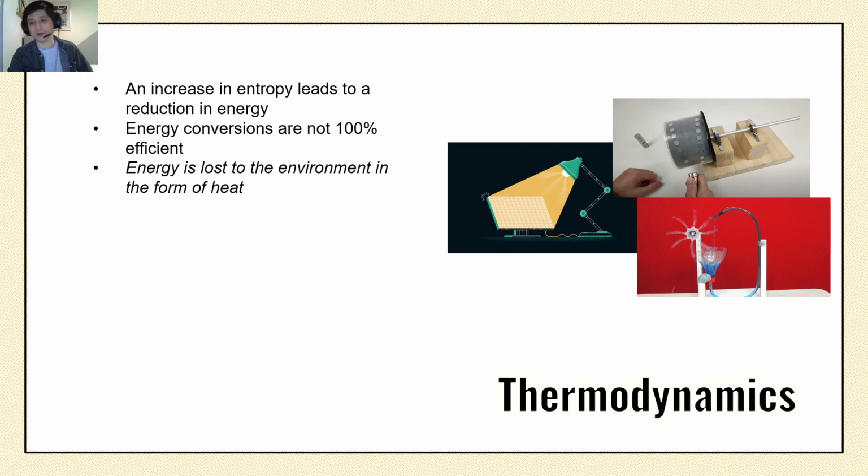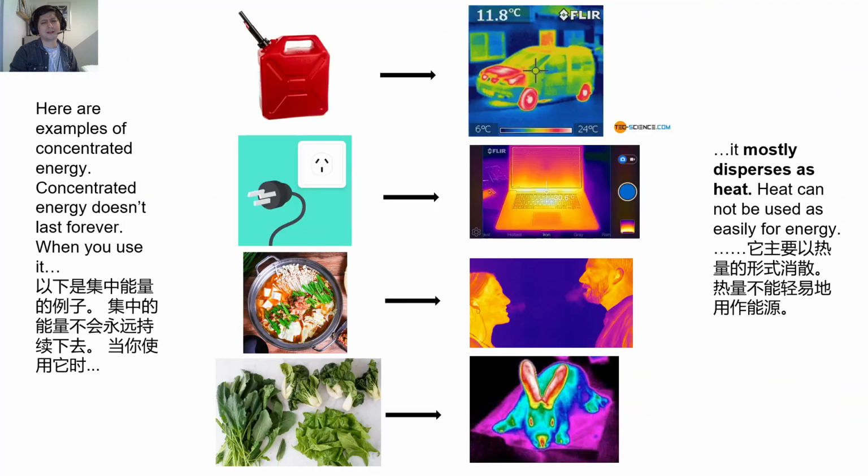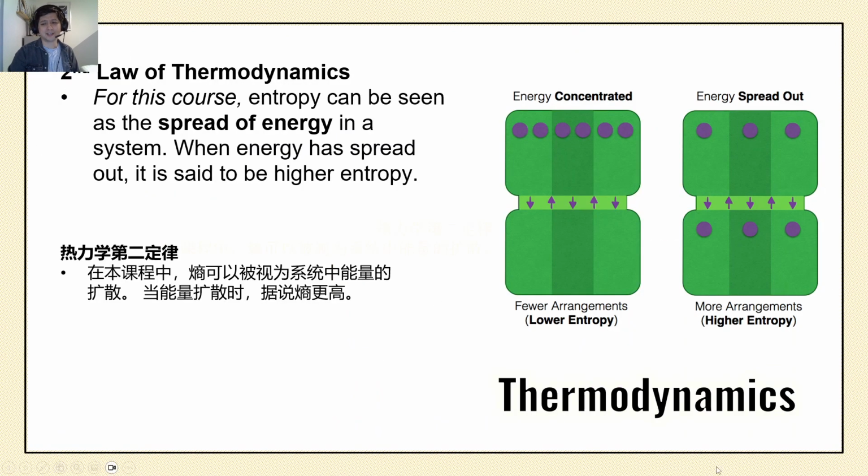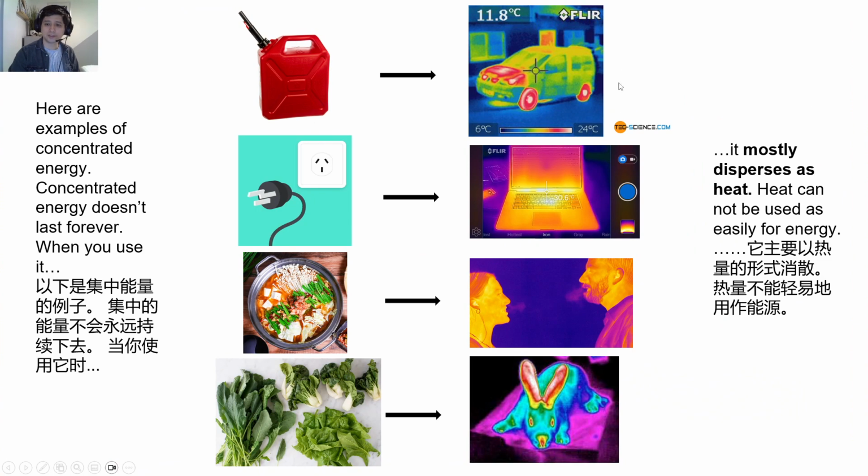So let's keep going on. Hopefully this makes sense thus far. An increase in entropy leads to a reduction in energy. So you go back to this. The more spread out the energy is, the higher the entropy is. Okay?